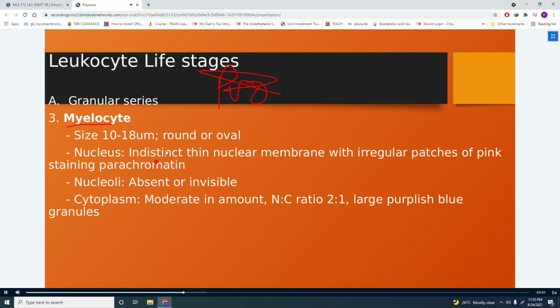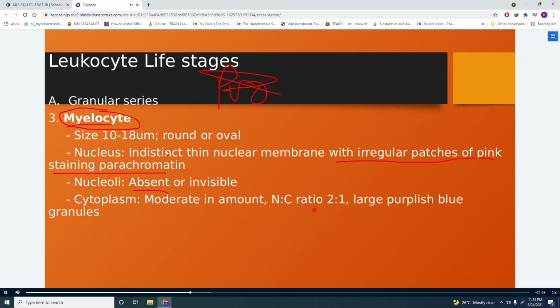The nucleus has indistinct thin nuclear membrane with irregular patches of pink staining parachromatin. So class, if the question sa quiz nyo is, what cell has a nucleus with irregular patches of pink staining parachromatin, your answer would be your myelocyte. Okay. Then identify nyo rin if it has a nucleoli. In case of myelocyte, wala siyang nucleoli, it is absent or invisible.